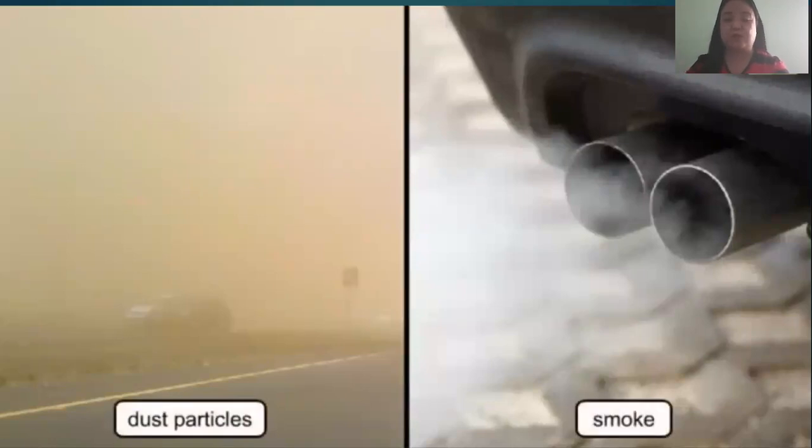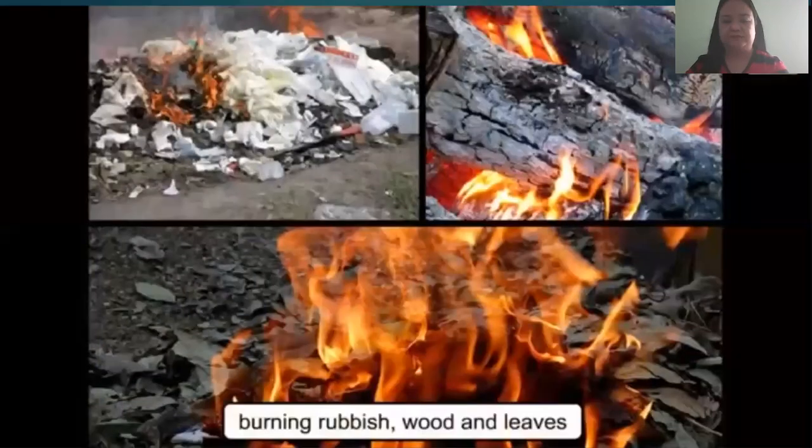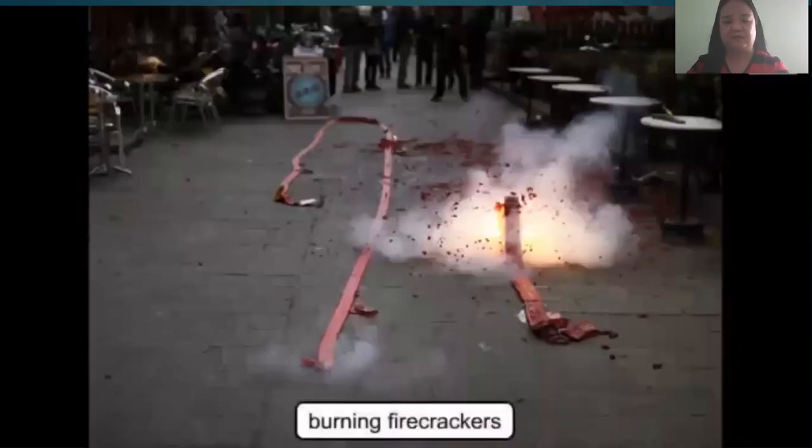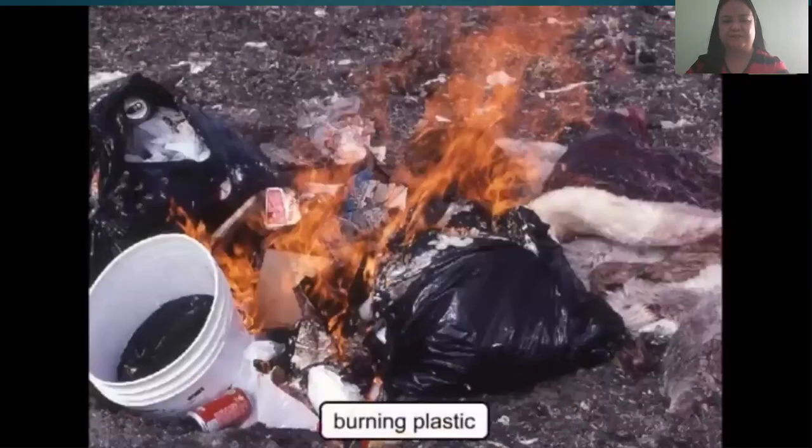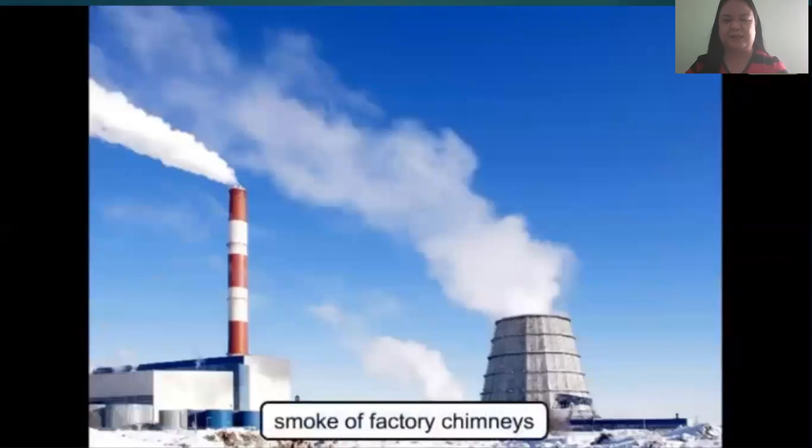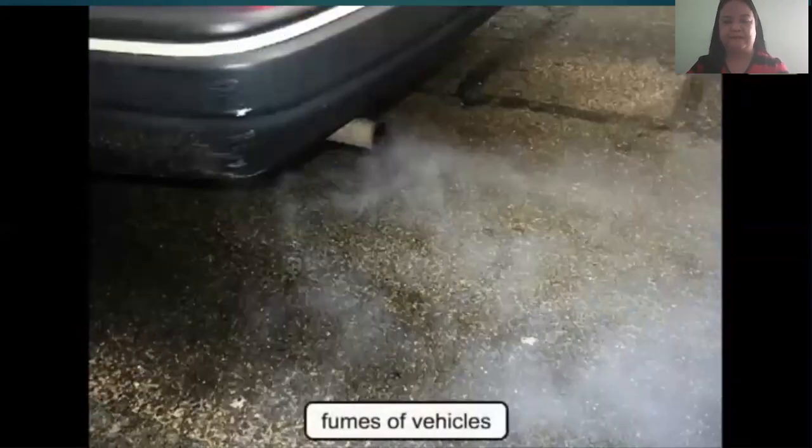Oh, the smoke. Burning rubbish, wood, leaves, firecrackers, and plastic. That's the smoke in the air when it is burned. Smoke coming out of factory chimneys, fumes coming out of vehicles, will smoke in the air and lead to air pollution. So that causes air pollution.